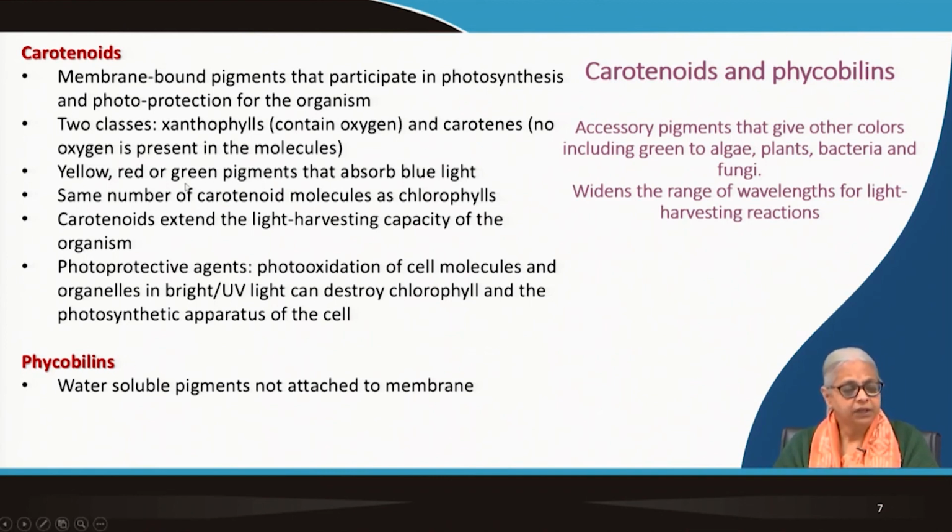So you have yellow, red, or green pigments that can absorb blue light, and remember that blue light has higher intensity compared to red light. So this really makes a difference in terms of the light harvesting capacity of the organism and therefore its ability to survive. Now these are membrane bound pigments that participate in photosynthesis. I've also mentioned a second thing, and that is photoprotection.